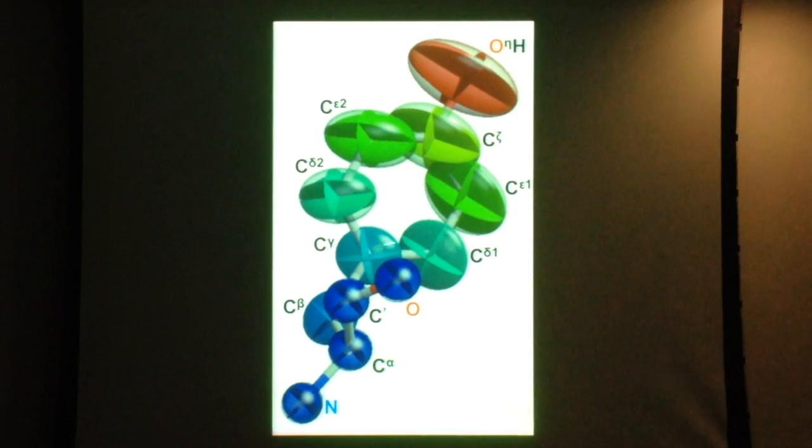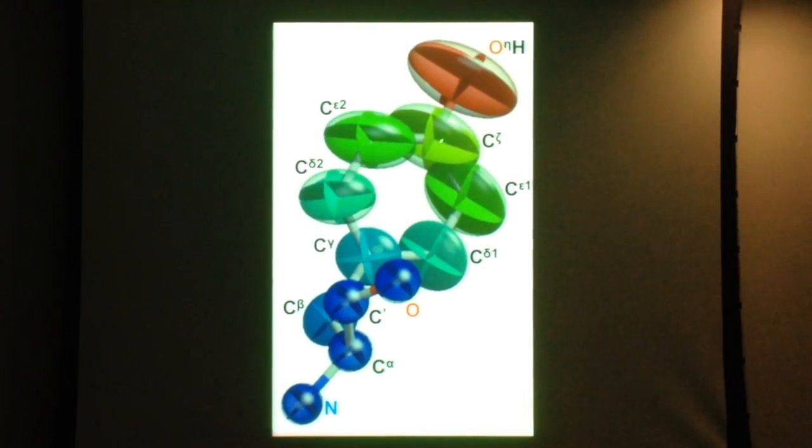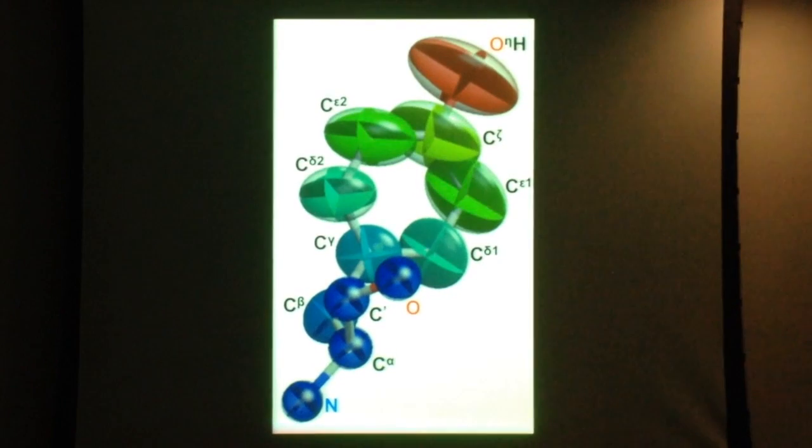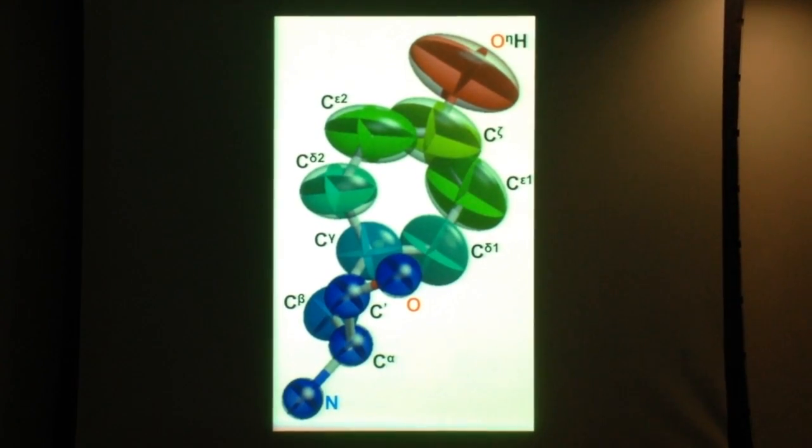This is the 6-membered ring. First atom in the 6-membered ring is C gamma. So we've got delta 1 and delta 2, epsilon 1 and epsilon 2. Okay, now we come to the zeta carbon atom and the eta oxygen atom, just going out that tyrosine side chain.